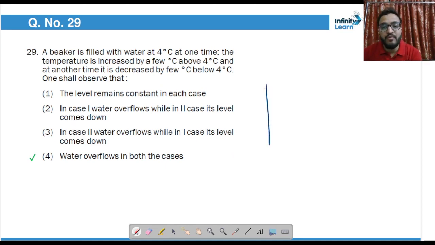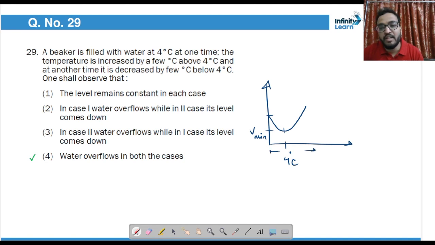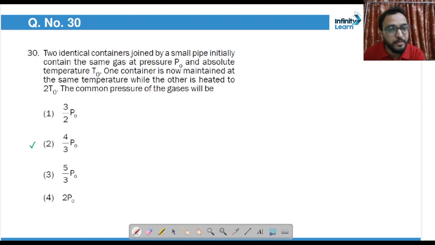One thing about water is its anomalous expansion, that the minimum volume of water is at 4 degrees centigrade. So if you increase the temperature or reduce the temperature from 4 degrees centigrade, in both the cases the volume increases. If you completely fill the beaker with water at 4 degrees centigrade, either you reduce the temperature or you raise it, in both the cases the volume is going to rise and the water is going to overflow. So the fourth option is correct.